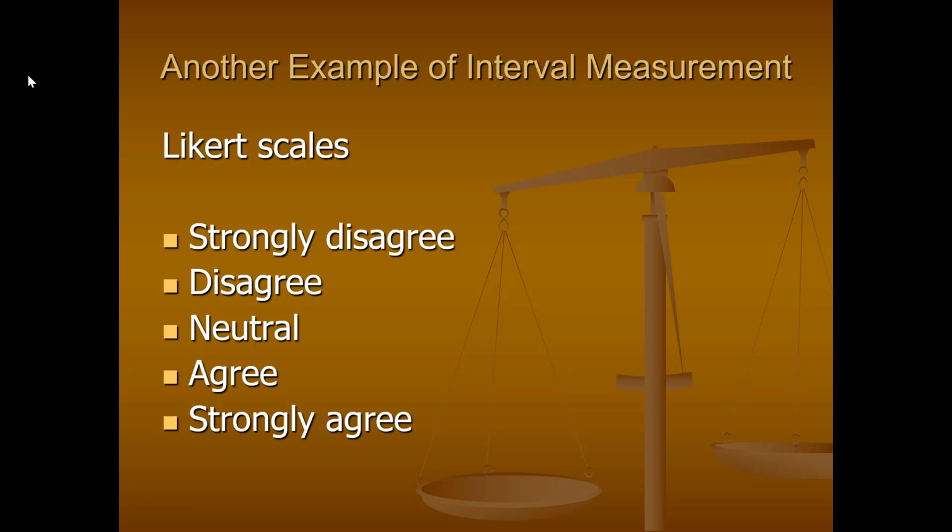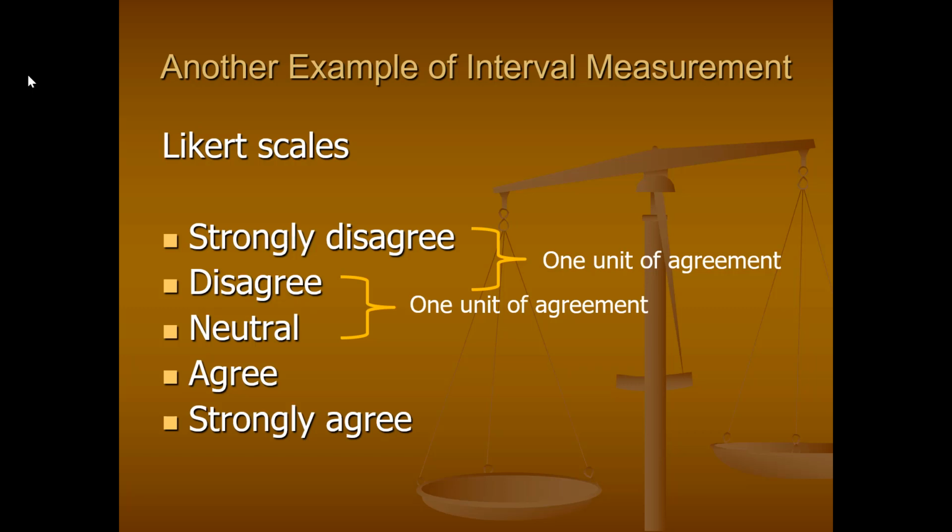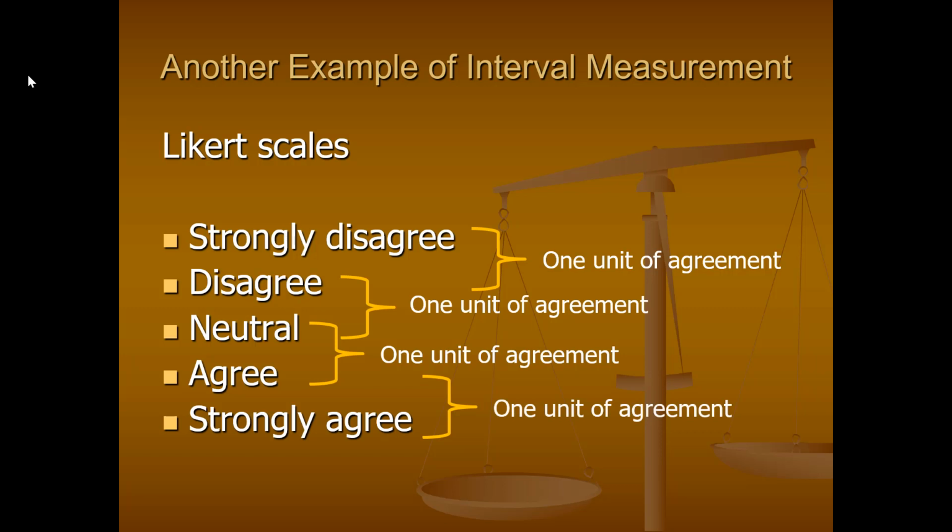Some argue that going from strongly disagree to disagree is going 1 unit of agreement. And it's the same, according to some, unit of agreement as going from disagree to neutral, or neutral to agree, or agree to strongly agree. All of these are one unit of agreement. So some folks who consider these types of scales as interval level of measurement will say that we can do certain analyses because these are the same unit of agreement in this case.